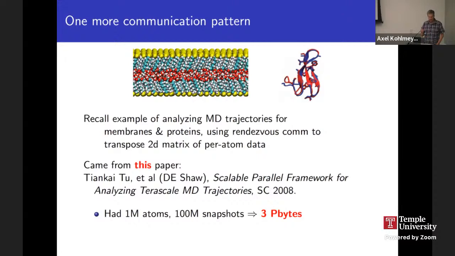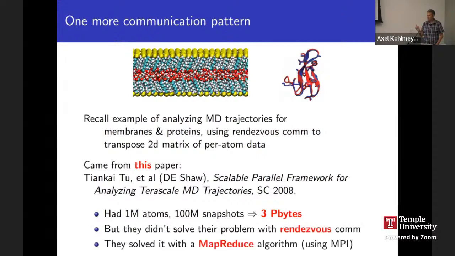But here's the interesting thing. They did not use a rendezvous for solving this problem. What they used is something called MapReduce. It was novel, using it in this context, but also they wrote an MPI version. It was also accepted in the paper. I think it got presented at the conference.